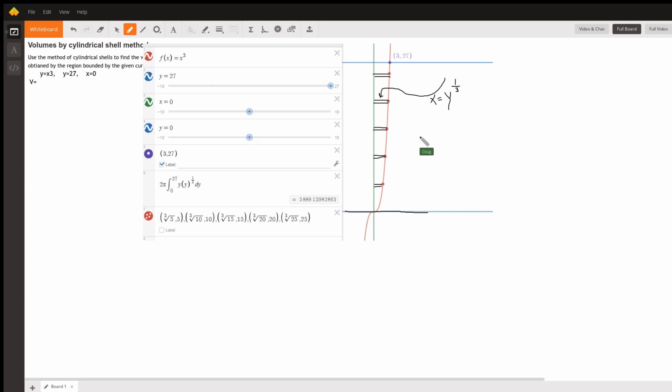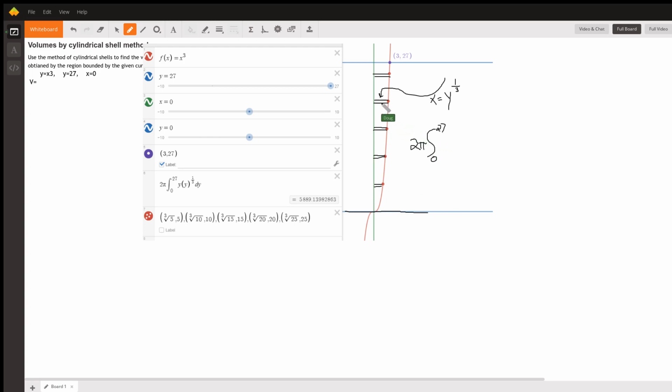So the cylindrical shell method says we're going to take 2 pi times, we're going to be integrating along the y-axis because that's where our shells are appearing, perpendicular to the y-axis. From 0 to 27, we're going all the way from 0 up to y equals 27.